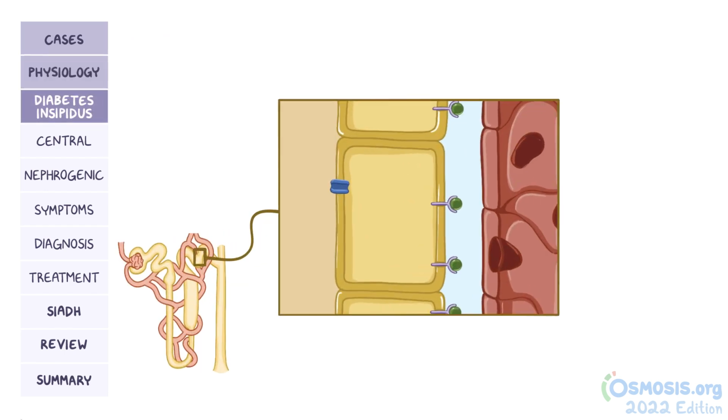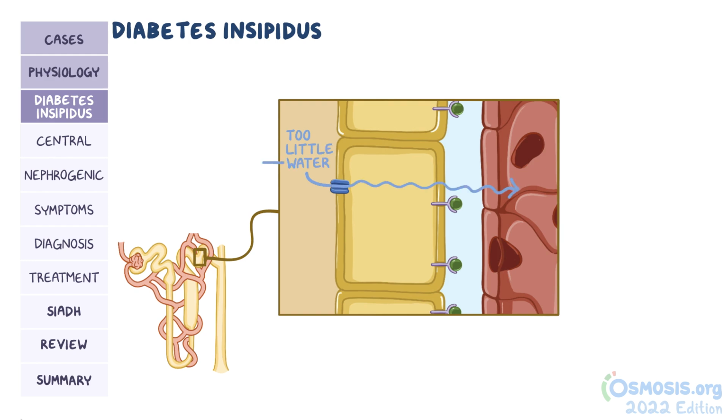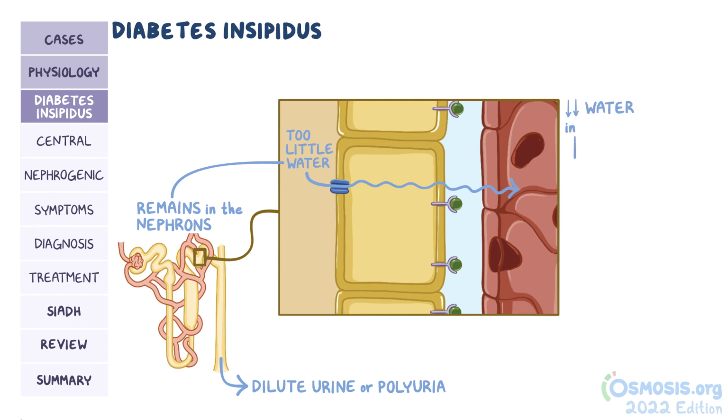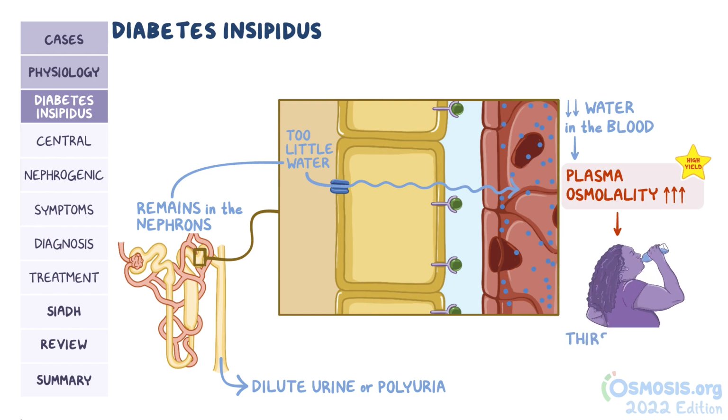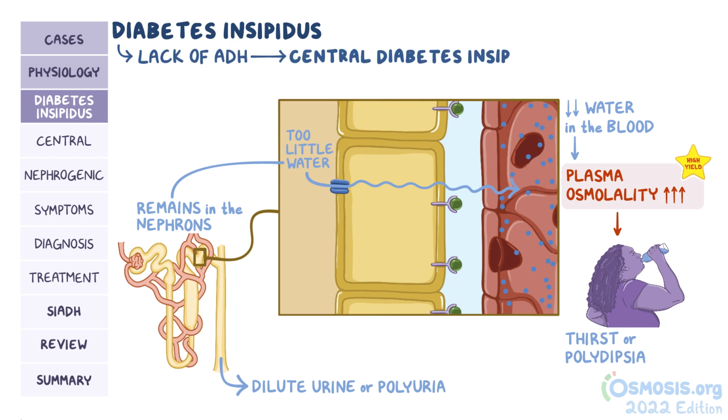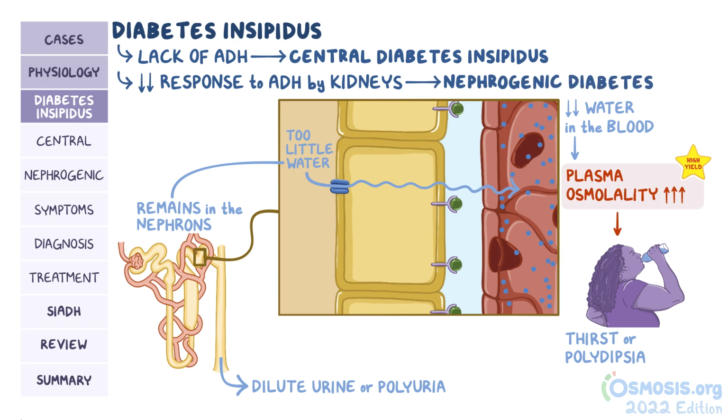Now that we know all this, diabetes insipidus is when the kidneys reabsorb too little water, so the water remains in the nephrons and is lost via urine. This leads to a lot of dilute urine, or polyuria. Since there's less water in the blood, plasma osmolality increases, and that triggers thirst and polydipsia. Now, if the problem is caused by a lack of ADH, it's called central diabetes insipidus. If it's due to a decreased response to ADH by the kidneys, it's called nephrogenic diabetes.